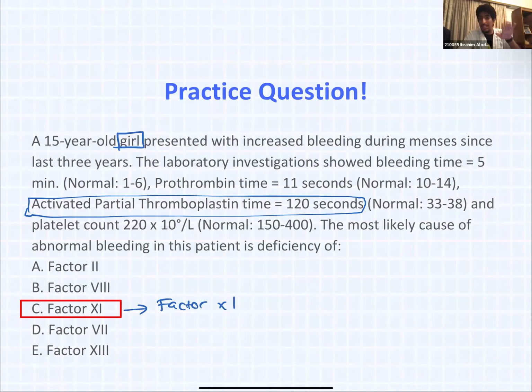The reason I say this question is so tricky is because a lot of people put in their head that because a patient has prolonged APTT and the most common thing is factor 8, then it's a factor 8 deficiency. But it's not a factor 8 deficiency. It's most likely not a factor 8 deficiency because she's a female. If I said this patient was a male, then it was probably a factor 8 deficiency. So do we understand why it's factor 11?